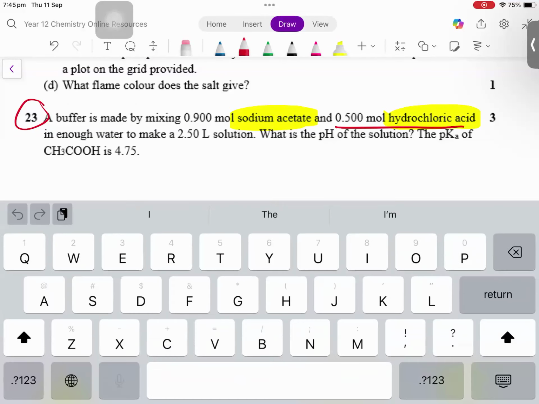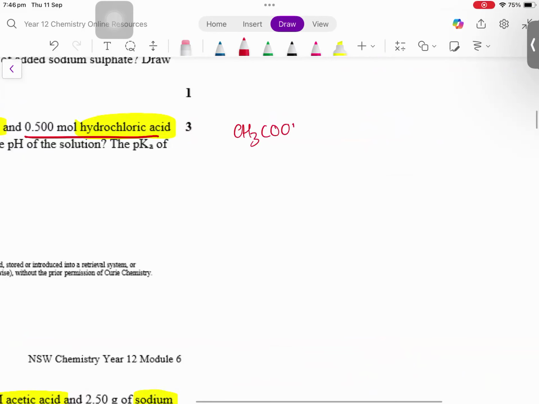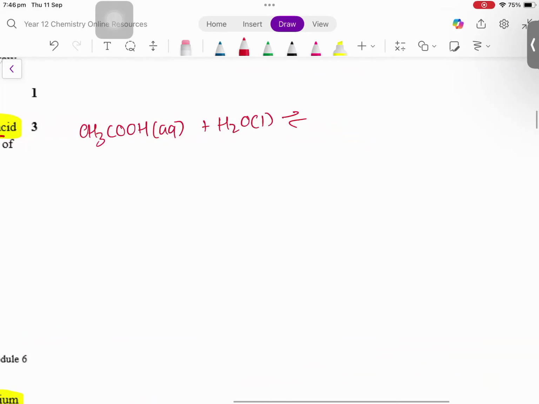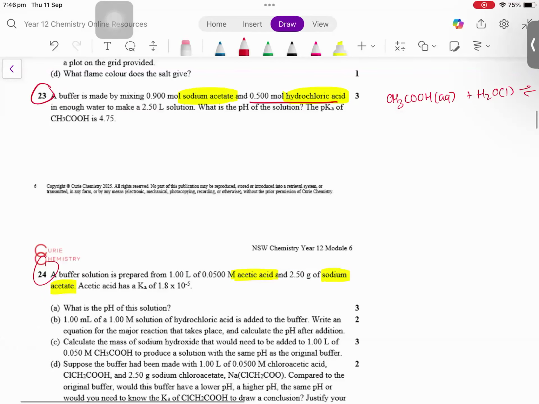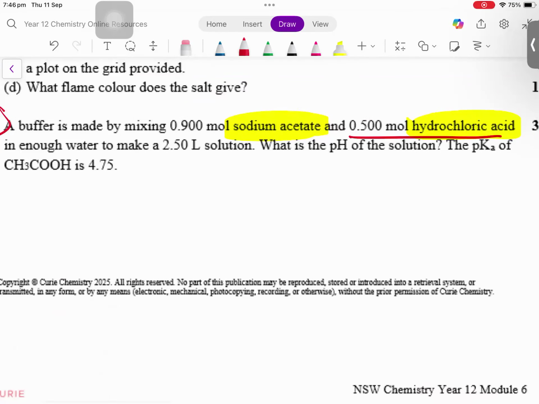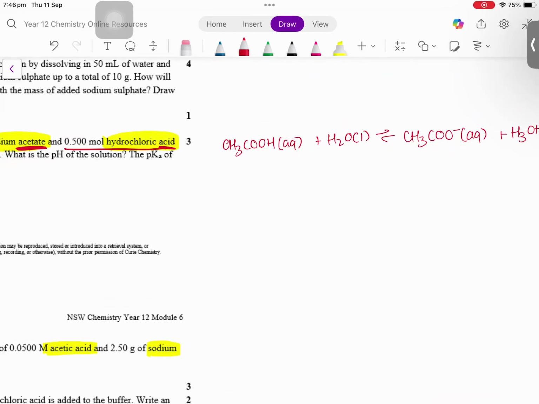So your equation for the acetic acid buffer is CH3COOH aqueous plus H2O liquid turns into CH3COO minus aqueous plus H3O plus aqueous. In question 24, they've given you information for acetic acid and acetate, so you pop it straight in. The only issue here is that with acetate and hydrochloric acid, there's going to be a reaction prior to the buffer that makes some of this, because right now you only have a number for this one.